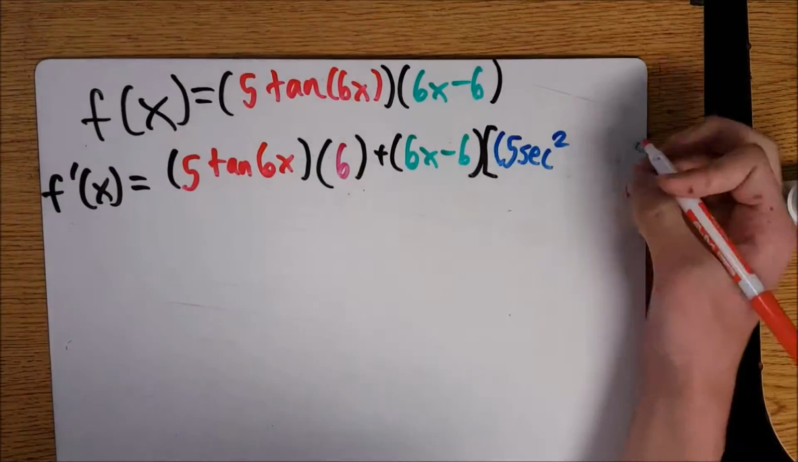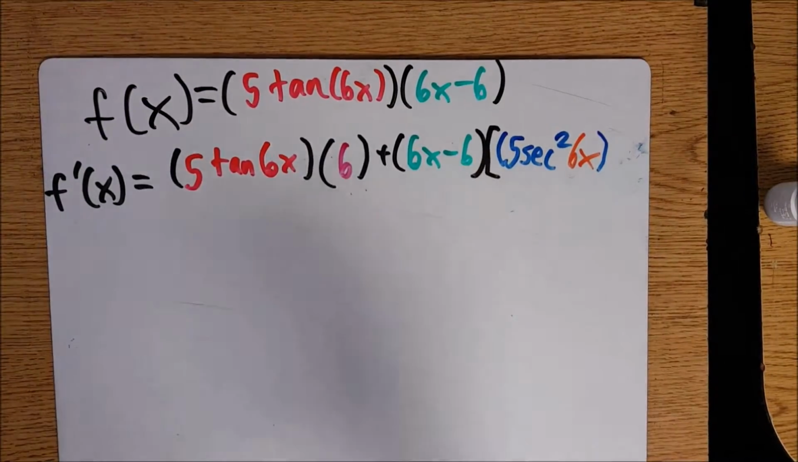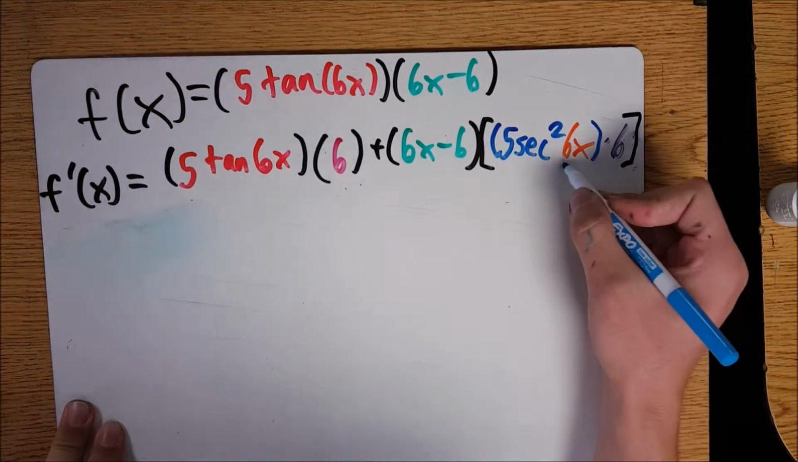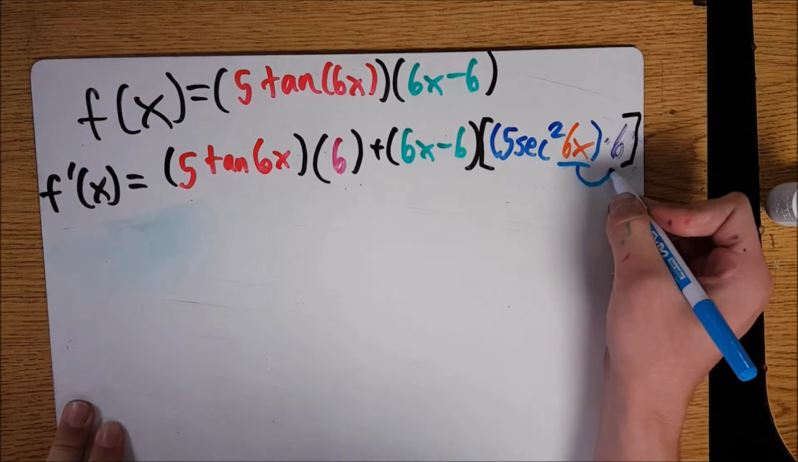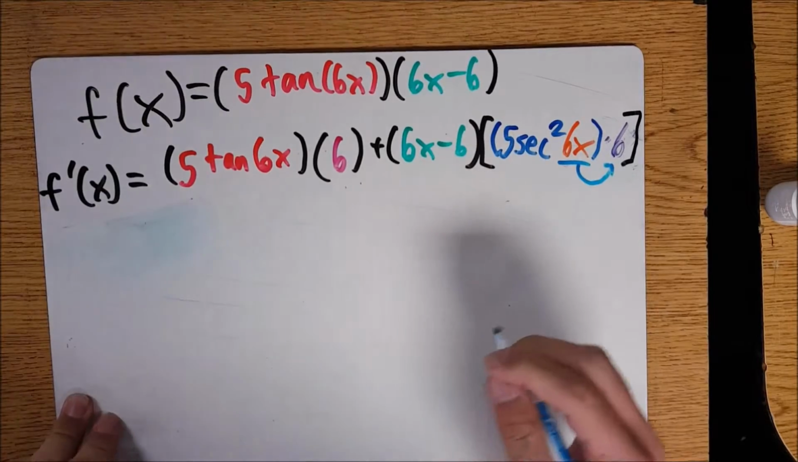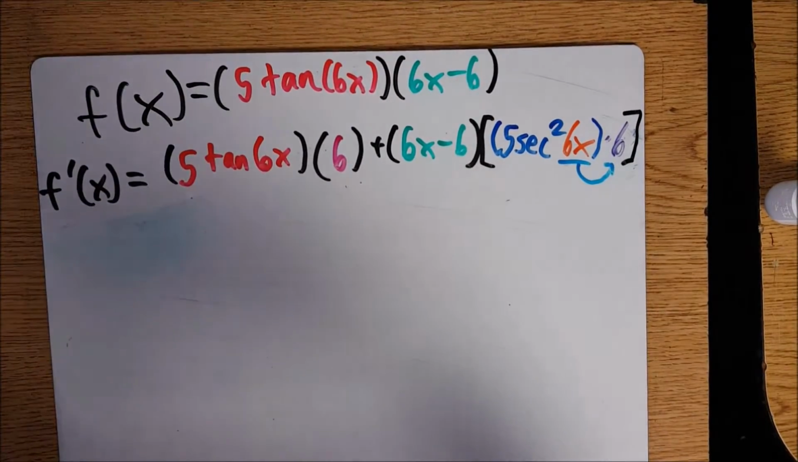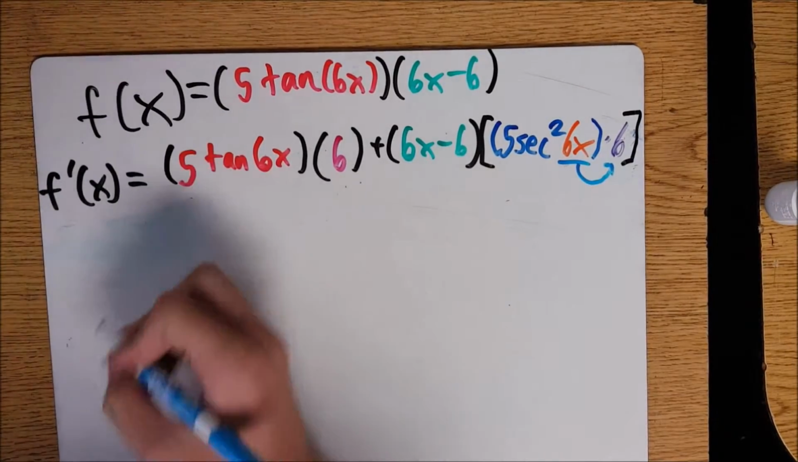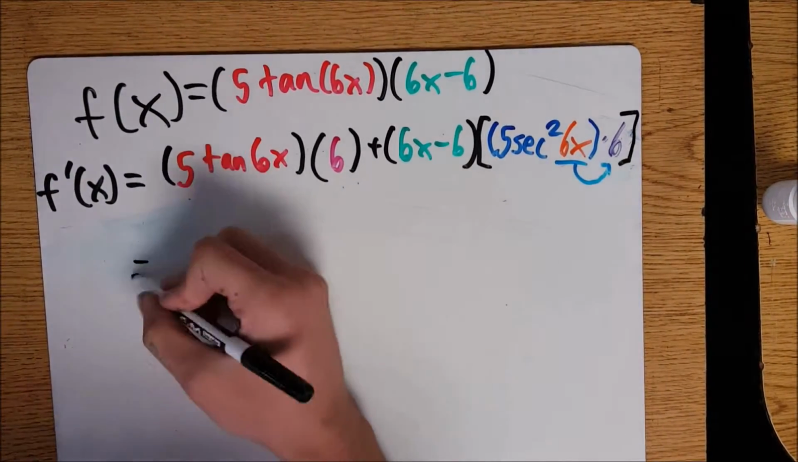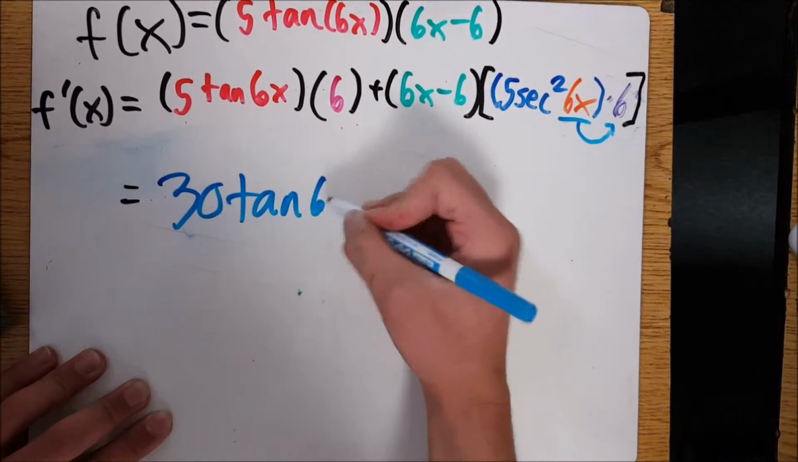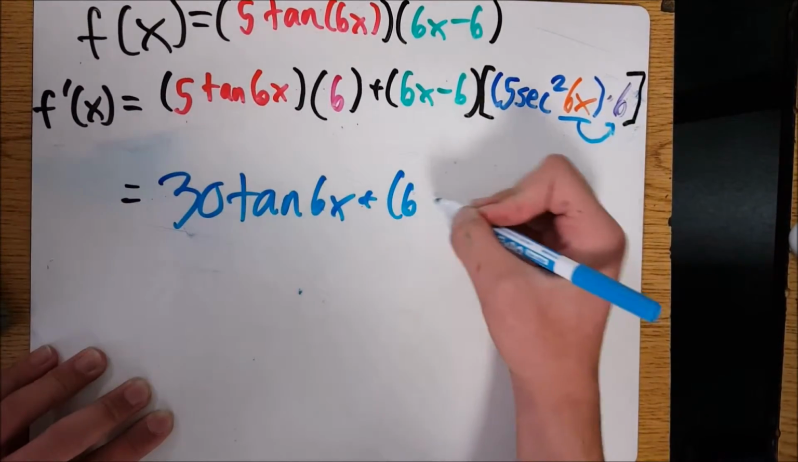When solving for the derivative of 5 tangent of 6x, we're going to want to use the chain rule, for this is a function within a function. Write the inside, which is 6x, with the derivative of the tangent, which is secant squared. Multiply this by the derivative of what's on the inside, which is 6. This can be simplified to 30 tangent of 6x plus (6x minus 6) multiplied by 30 secant squared 6x. This answer can be further simplified.